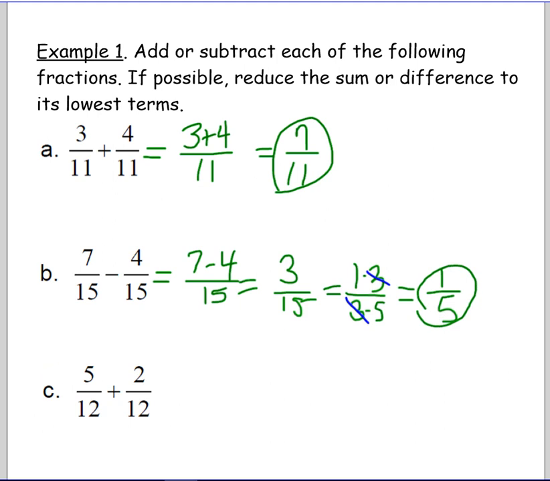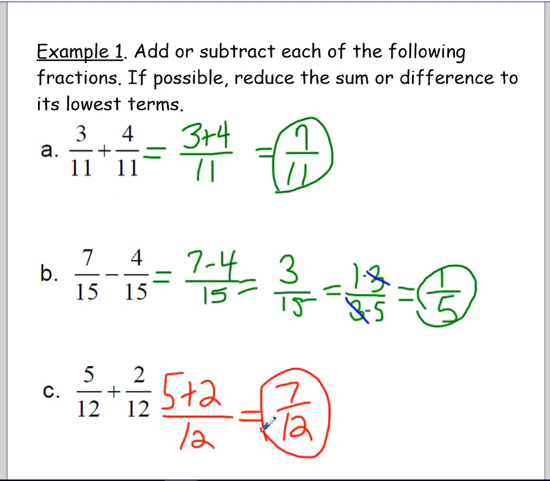And for C, we're adding again. 5 plus 2 will give us our new numerator over the common denominator of 12. And so we get 7/12. And again, 12 can't go into 7 evenly, and 7 can't be broken down any further because it's prime. And so 7/12 is the answer.